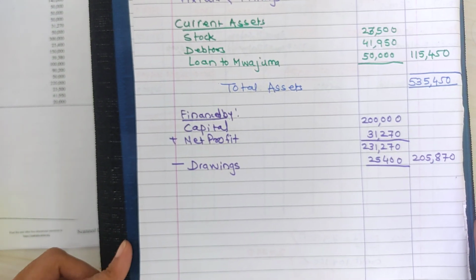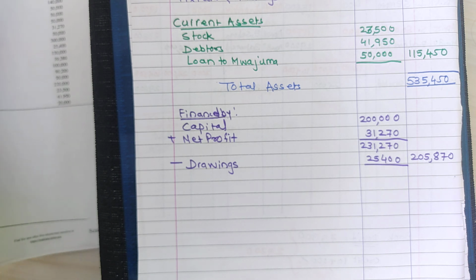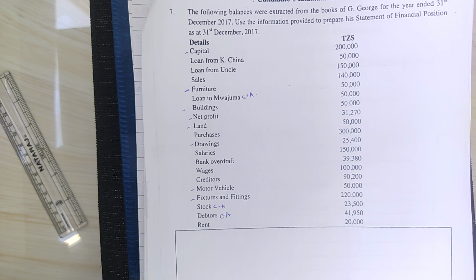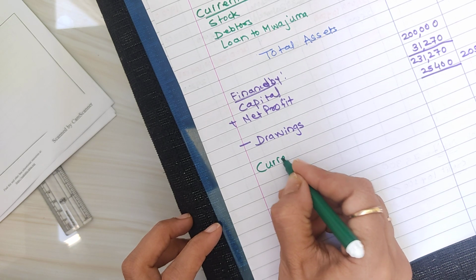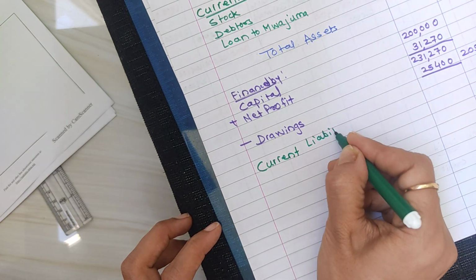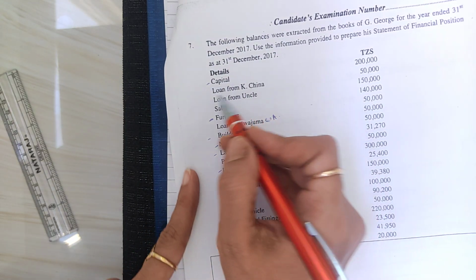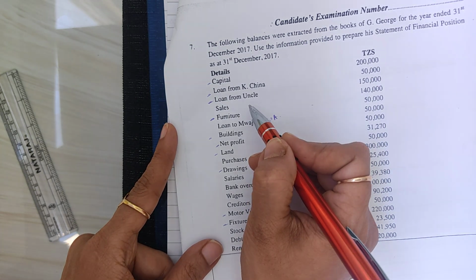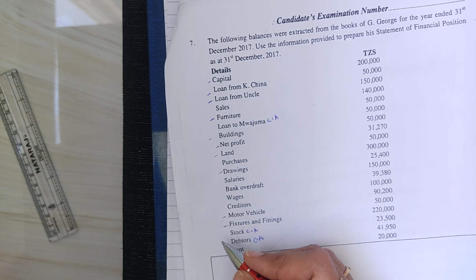Afterward you will write down long term liability if it is given in the question, non-current liabilities, long term loan. In the beginning we checked all the items, and there is no non-current liability. Afterward give the heading current liabilities. Now just check in the question. So loan from K China and loan from uncle. So this is liability. See students, at the end I will tell you a very important thing, so don't miss that part.